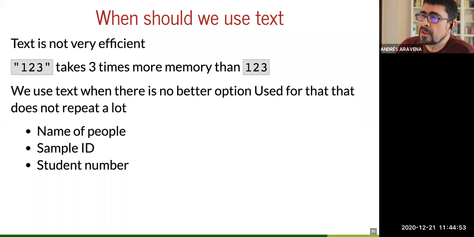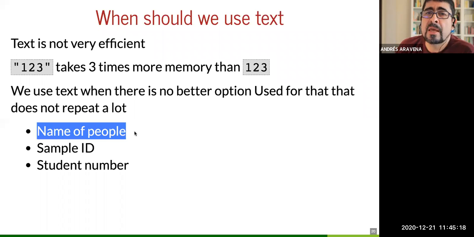So today people tend to use more text. But you have to use text for things that essentially don't repeat. Remember that every factor level will be only one time. So if every individual in your list has a different value, then that is not a factor. For example, if you ask what is the name of the people, everybody will have a different name. If I ask what is your student number, everybody got a different student number.